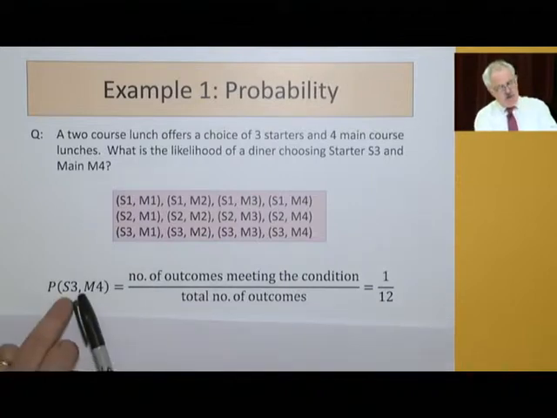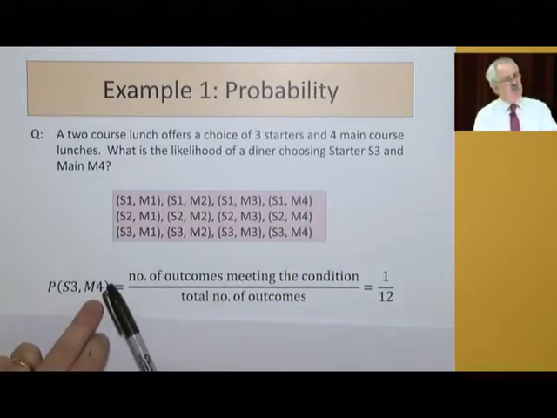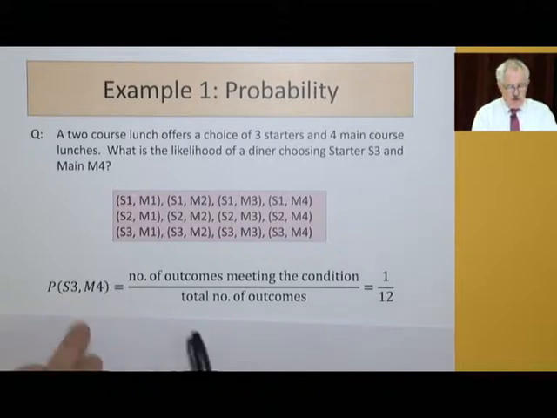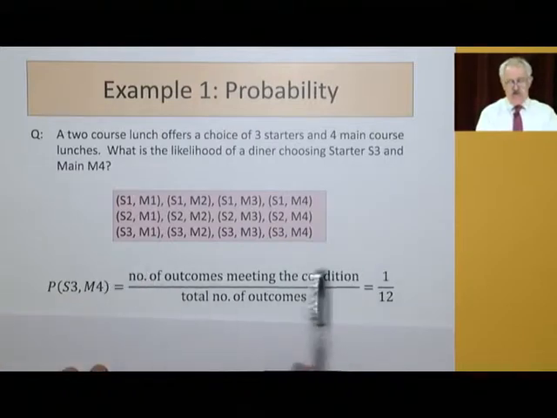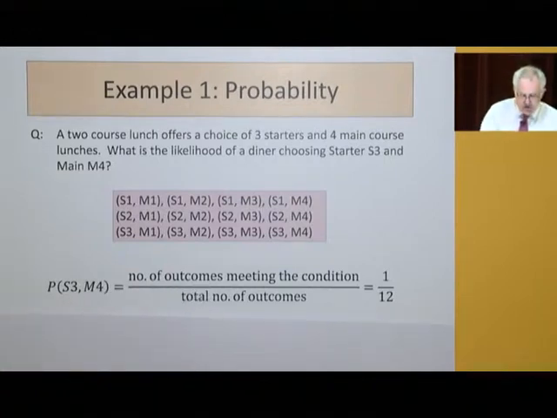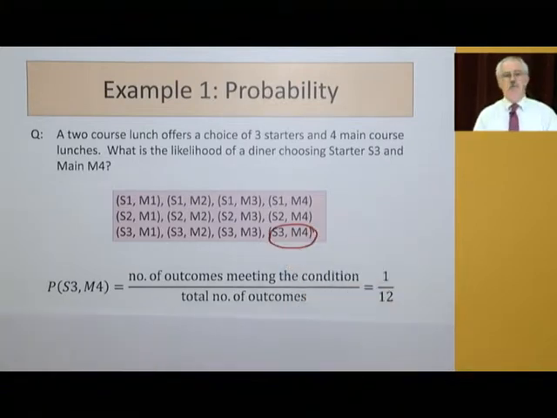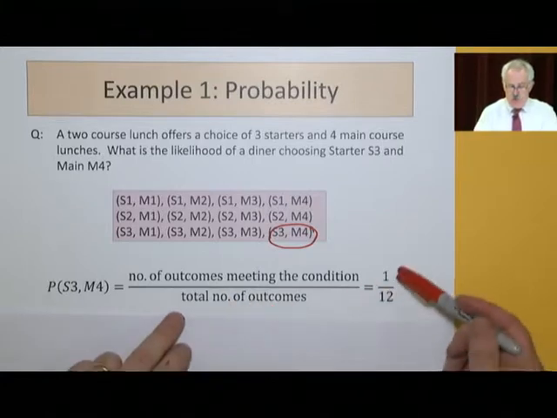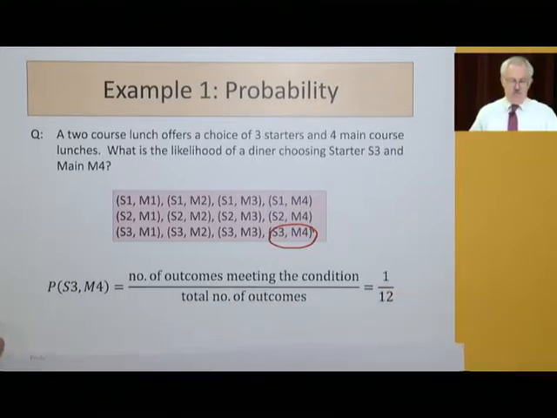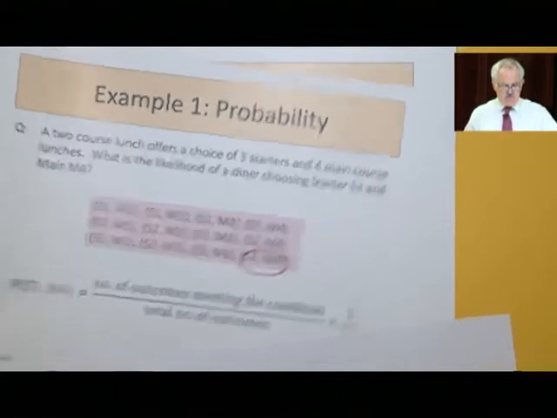What's the probability of starter 3 and main 4? Well, the only formula we have really is how many outcomes meet the condition. Well, there's only one of them. There's only one S3 M4 in the whole set. The total number of outcomes, 12. 1 over 12 is the probability. That's how we get that.